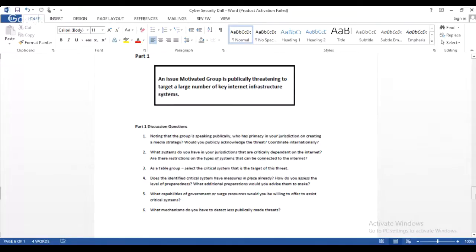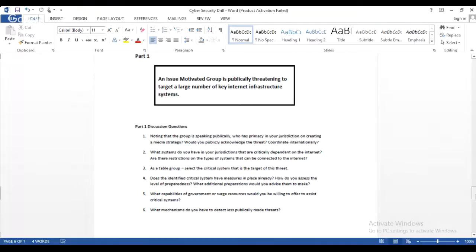The second question is Dilshan. In the second question, they have asked what systems do you have in your jurisdiction that are critically dependent on the internet? Are there restrictions on the types of systems that can be connected to the internet? So the systems that we have can be considered as routing equipment, transmission lines, DNS systems, email, web hosting, storage systems, database servers, likewise. Yes, Malik, third question.